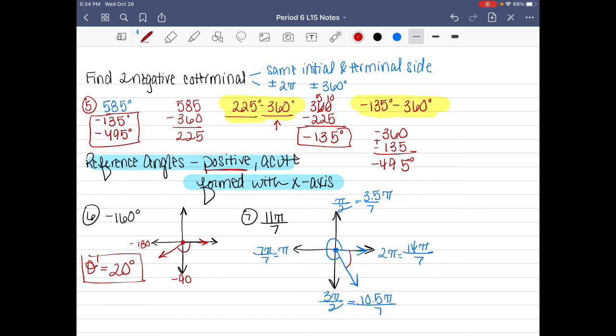So the nearest x-axis is 14 pi over 7. I'm at 11 pi over 7, and I want to get to 14 pi over 7. My distance, or my reference angle, we say, is 3 pi over 7. And then once again, using that theta prime notation. All right, that sums it up for reference angles.